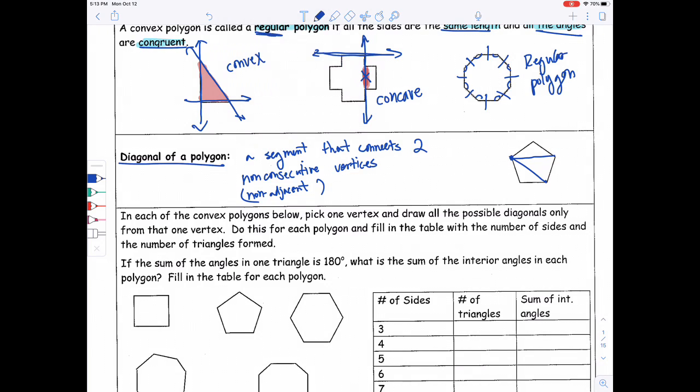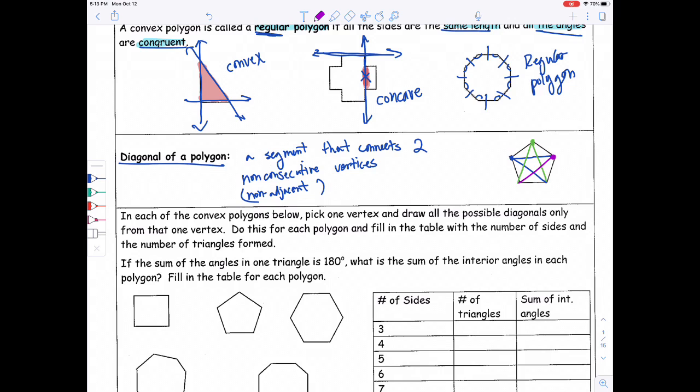If I chose another color just to differentiate, let's say I chose this vertex, the two diagonals would be here, here. You can see that from this vertex, I already have one that's drawn. Another one that's not drawn would be this one here, the one that goes all the way to the bottom left. So those are your diagonals in a polygon.